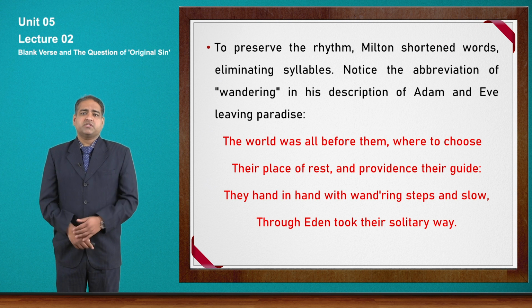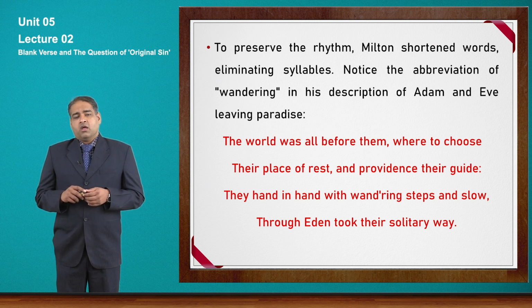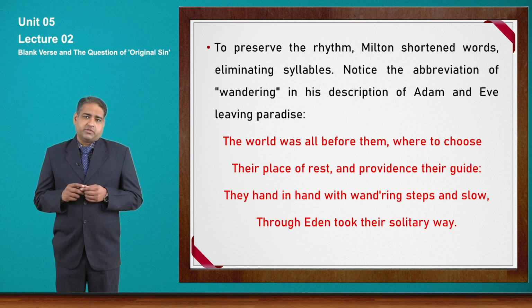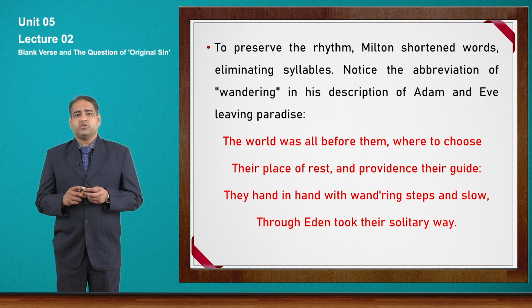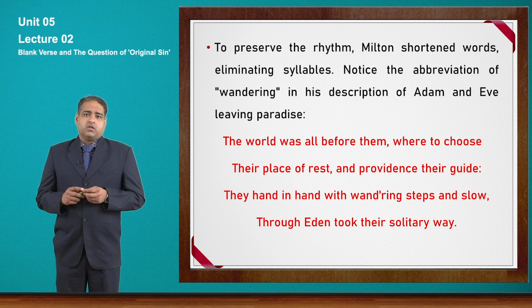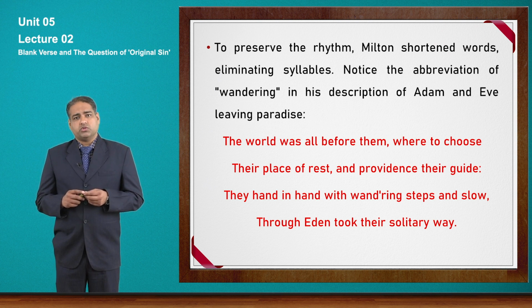Friends, we know that in blank verse there is some kind of rhythm. And Milton had created that rhythm by shortening words. He eliminated syllables. So, we can see that in the scene where Adam and Eve are leaving paradise. Let us quote these lines from the poem, and try to understand how blank verse is used in them. And I quote, "The world was all before them, where to choose their place of rest, and providence their guide. They hand in hand, with wandering steps, and slow through Eden took their solitary way."